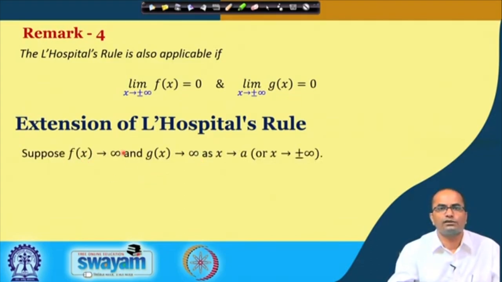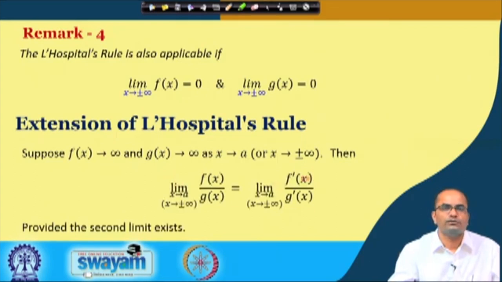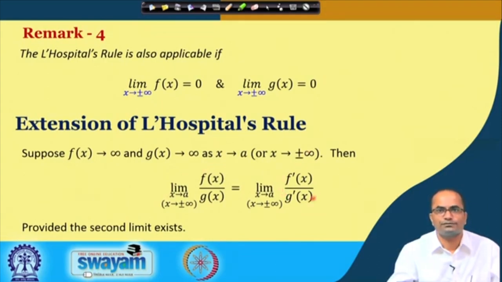So, suppose f(x) goes to infinity and g(x) goes to infinity as x goes to a or x goes to plus or minus infinity, similar to the earlier case, but now the difference is that instead of f(x) going to 0 and g(x) going to 0, they both are tending to infinity. In this case also we have the same rule: the limit of the ratio of these two functions will be the limit of the ratio of their derivatives, provided the limit on the right hand side exists, so the limit of f prime over g prime exists.